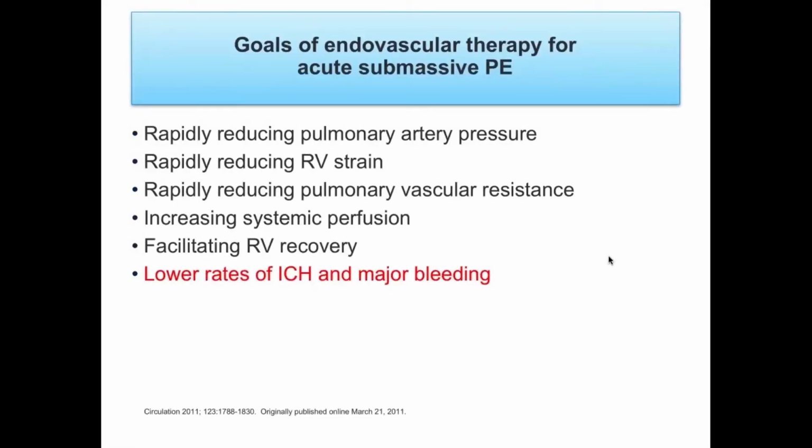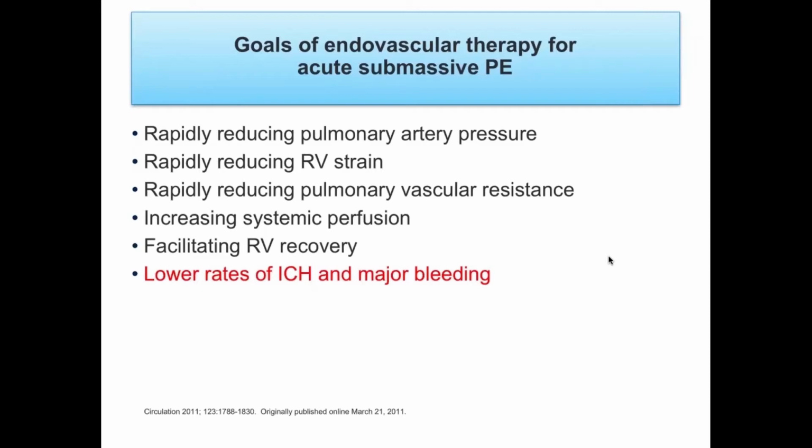Now, how do we treat these patients? Well, certainly intravenous thrombolytic therapy does work. Unfortunately, the price to pay is increased bleeding and increased rates of intracranial hemorrhage. The goals of endovascular therapy are really twofold. The first is to rapidly reduce pulmonary hypertension, reduce the RV strain, reverse the RV dysfunction, and really facilitate RV recovery.